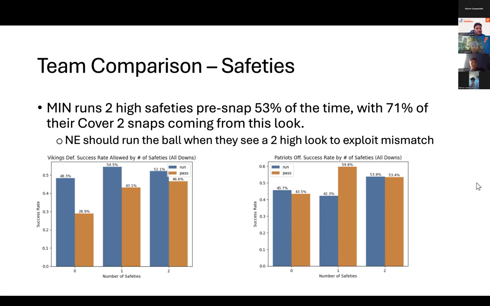Yeah, I can jump in here too. What we're really trying to say here is that when Minnesota is going into that two-high pre-snap look, New England does not do as well against the run compared to against the pass, and that's a direct mismatch with New England, where you can see that New England does really well running the ball in a pre-snap two-high safety look.